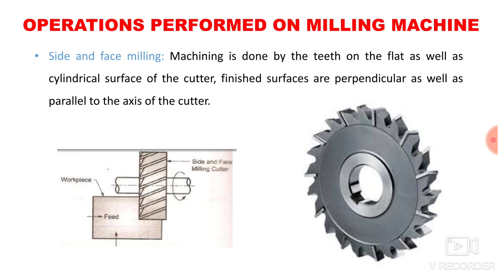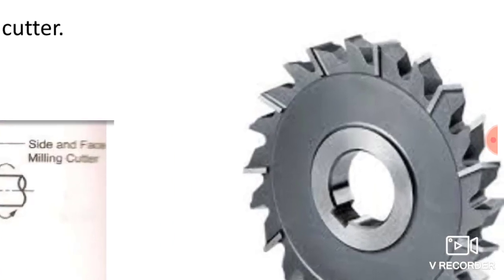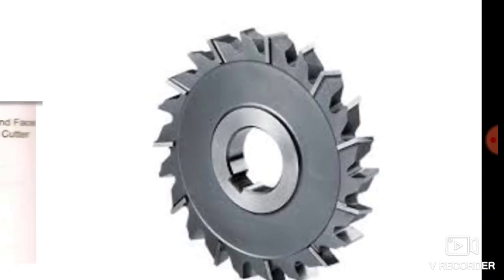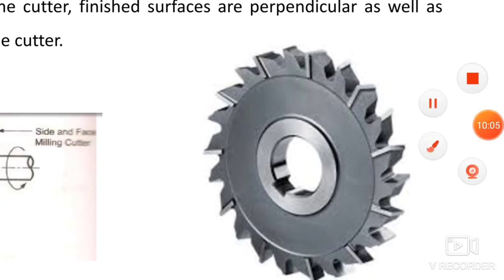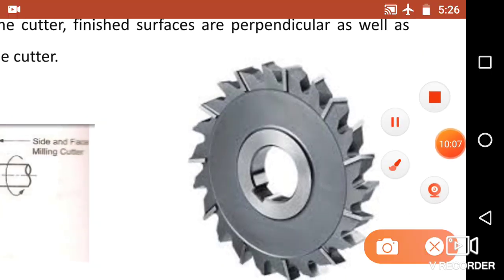Here you can see the side and face milling cutter. The machining is done with the help of these two sets of teeth. This is a side tooth, and this one is over the periphery.